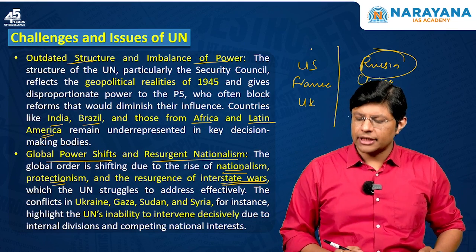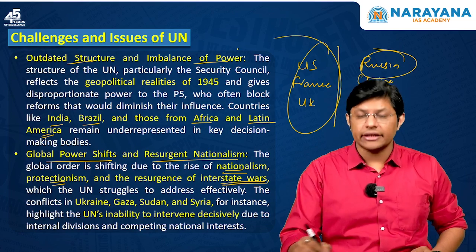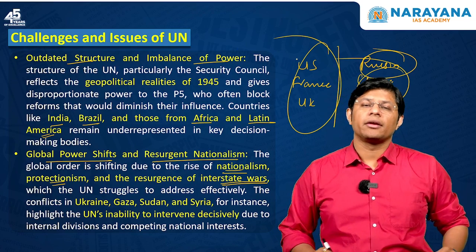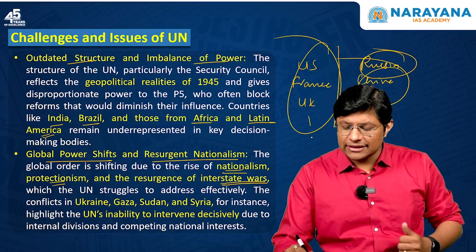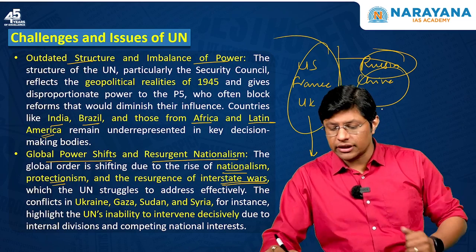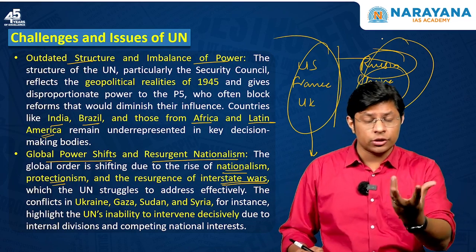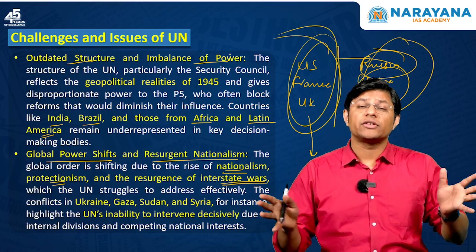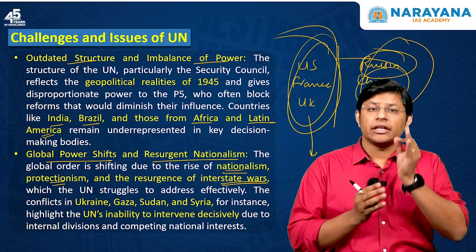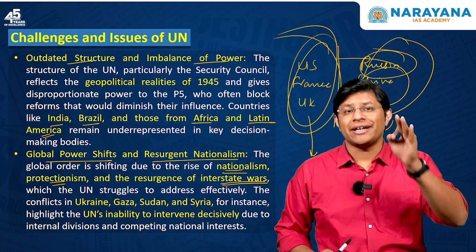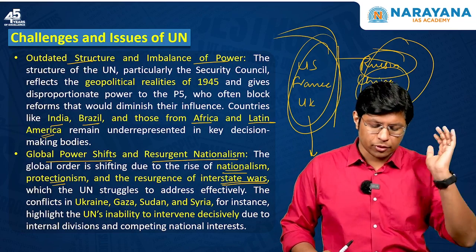Russia does not have a good relation with these Western countries, same is the case with China. So, whenever these countries initiate a resolution, these countries block it, and vice versa. Because of the internal divisions, the United Nations is unable to intervene effectively. This is the second problem.